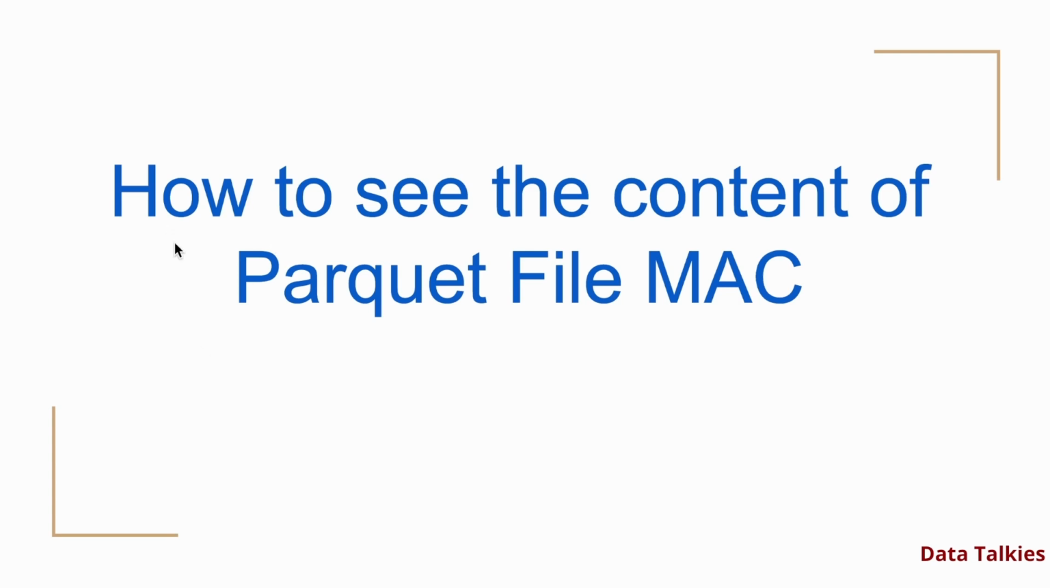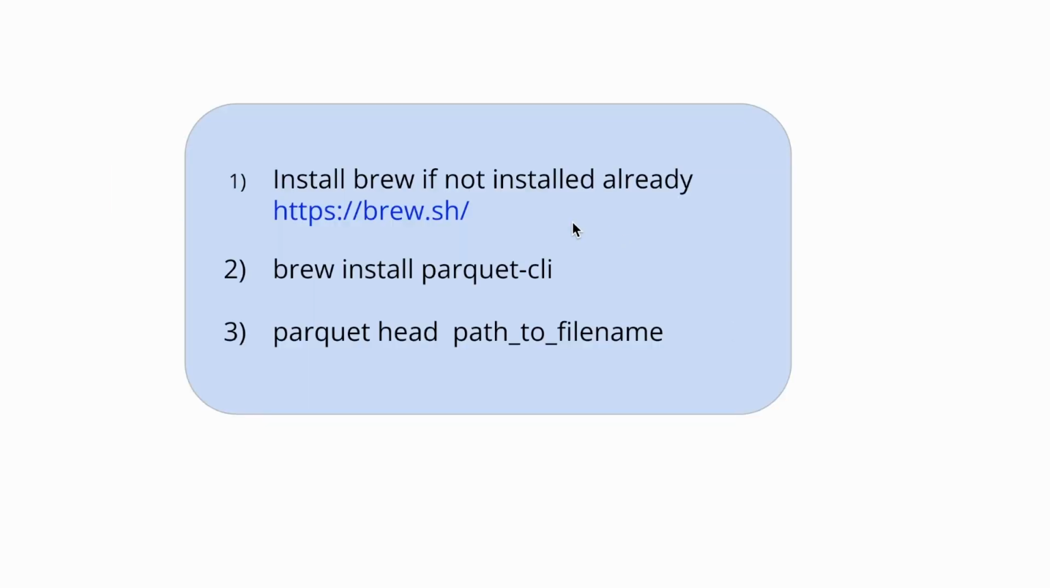Hey guys, in this video, we will be learning how to see the content of Parquet file on Mac. The first step is you need to install Brew on your laptop. If it's not installed, you can just go to the Brew website and get it installed. This is the first step. And after the Brew is installed, you can install the Parquet CLI using Brew. And then after that, you can just list the content of the file using the Parquet command.